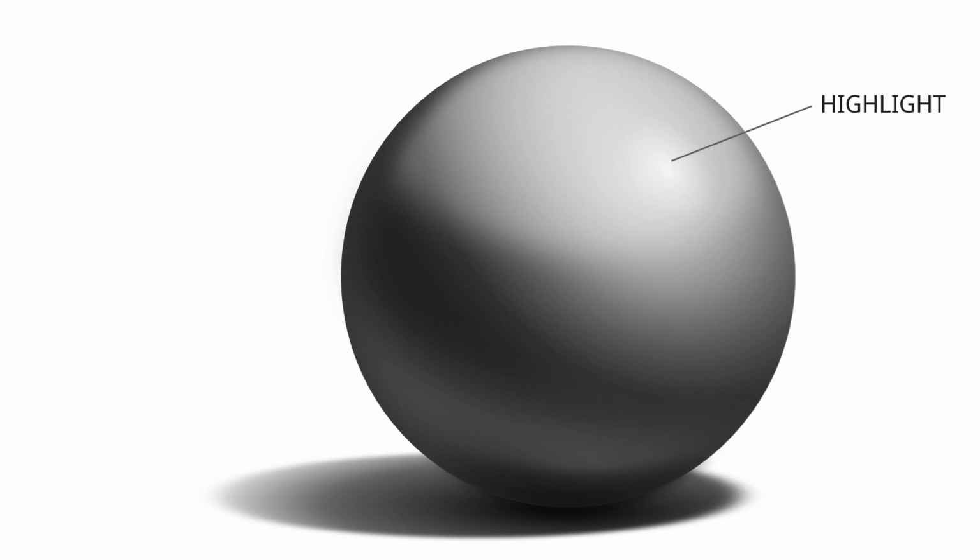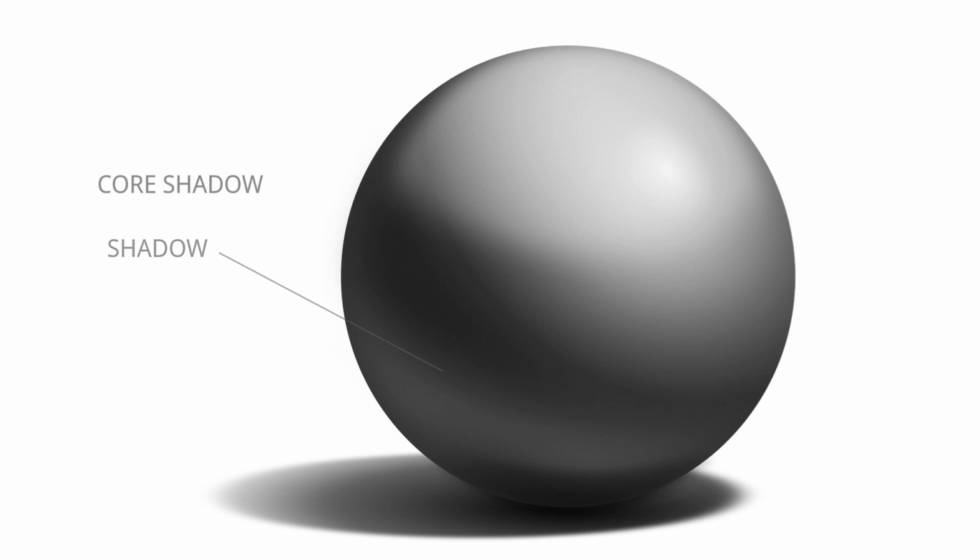The highlight is where the light is hitting the object directly. It is usually represented by the lightest value of the color. The midtone is the middle value of the color. The shadows are where the light is not hitting. The core shadow is usually represented by a darker value of the color.